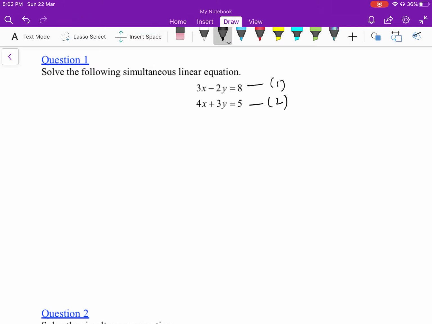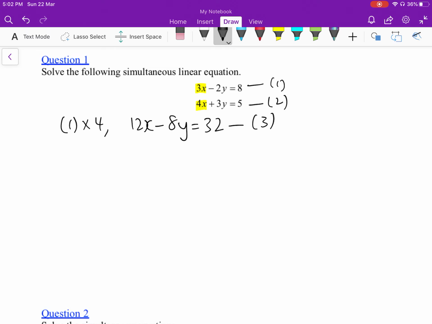So I want to make one of the variables the same. I will change 3x and 4x, but if you want to make the y the same, also can. But right here, I choose x. So 3 and 4, the lowest common multiple is 12. So I want to make 3 and 4 into 12. So equation 1, I times 4. If I times 4, I'll get 12x minus 8y, and 8 times 4 gives you 32.